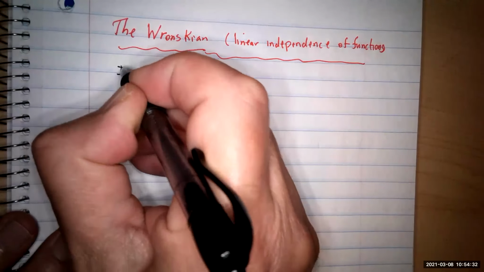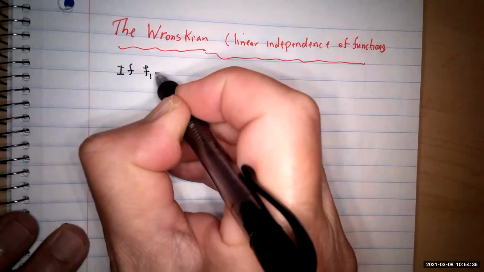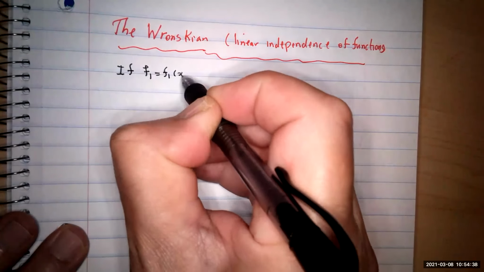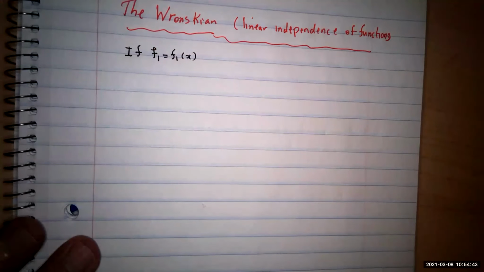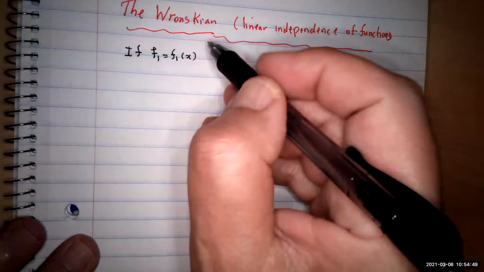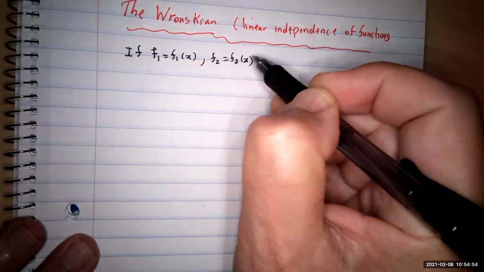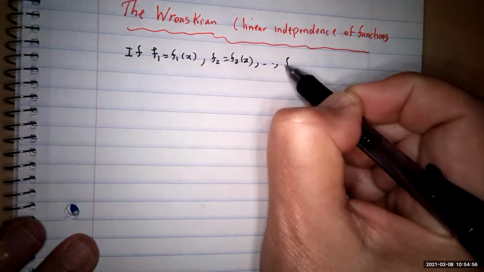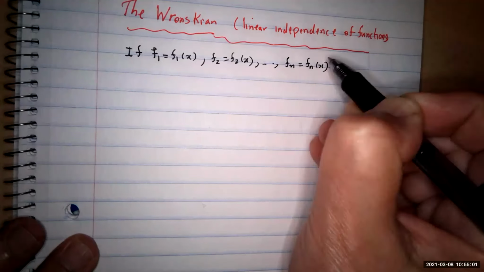Okay, so the definition that you have to know, if you give me a set of functions. A little bit of calculus we need, just make sure you refresh your memory. What's the derivative of e to the x? It's just e to the x. Derivative of sine, cosine. This is all we need. So f1 equal to f1 of x, f2 equal to f2 of x, etc., up to fn, which is equal to fn of x.